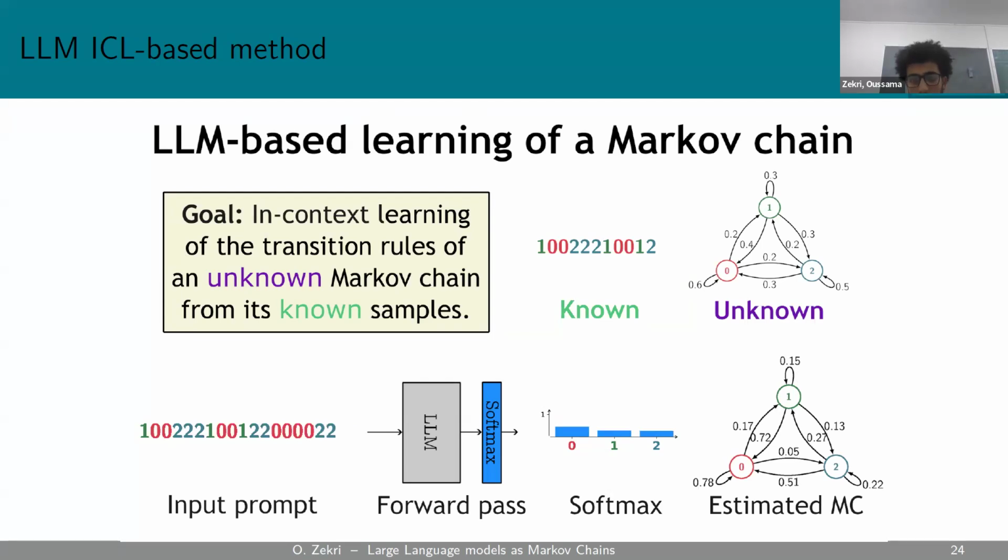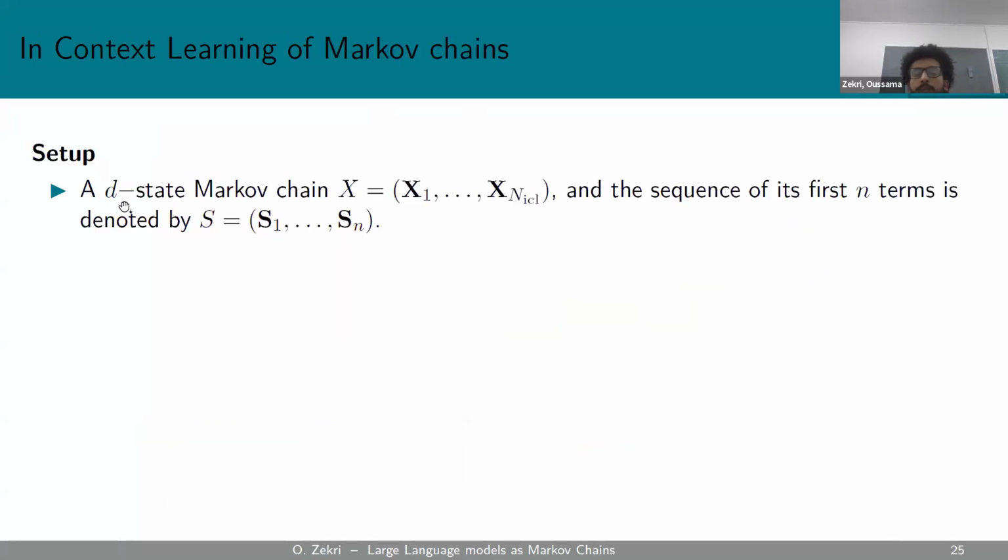Okay, so we will consider this task in the following part of the paper. By putting in some mathematical setup, you consider a Markov chain of d states. In the previous example, there were just 3 states, so 0, 1, 2. You consider that you have access to n ICL samples, and you denote the sequence of the first n samples as S, and the mixing time of S as t_mix. The mixing time of a Markov chain is just a characteristic parameter of your Markov chain.